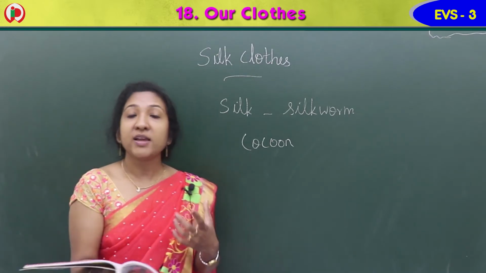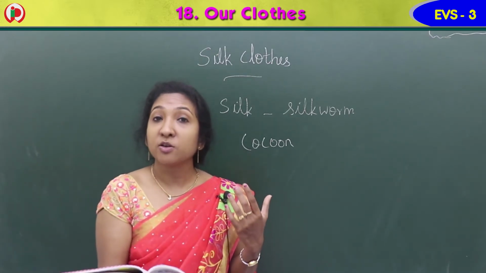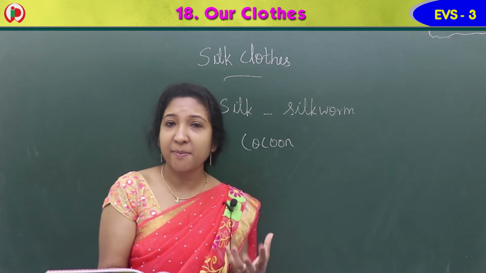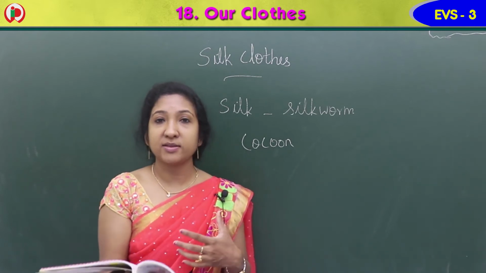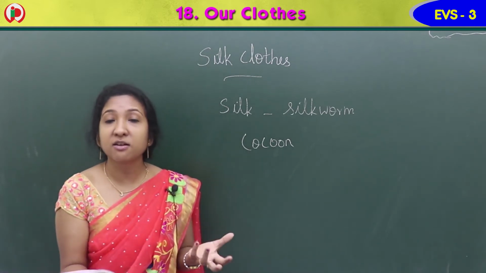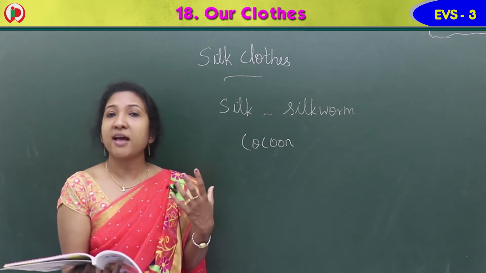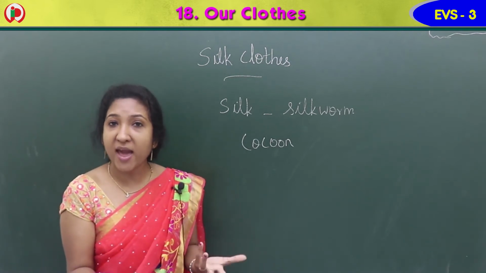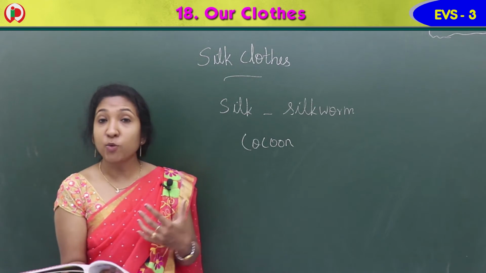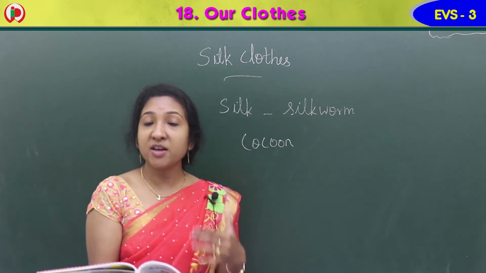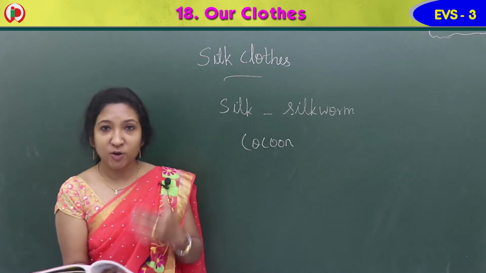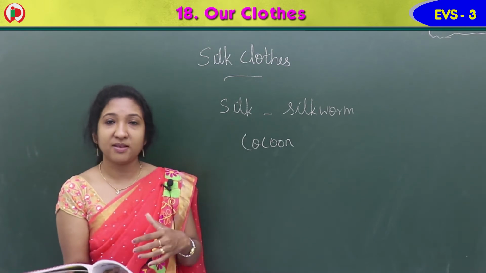Yes, so we learned about different types of clothes and how these clothes are made: synthetic clothes, cotton cloth, woolen cloth, silk cloth. These are the types of clothes that we wear also, isn't it? Now we understood from where we are getting these kinds of clothes. What is the source, isn't it?